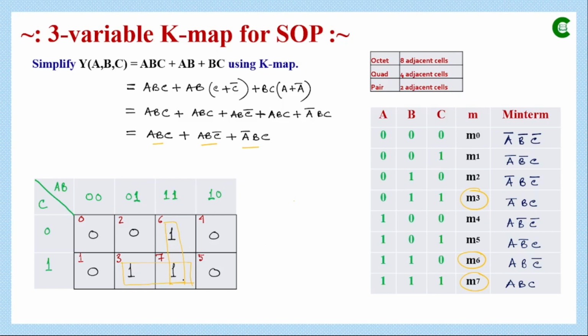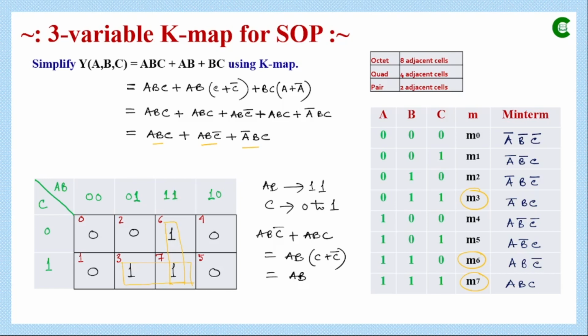So first we will take this group, and what we can see here is that in this group the value of AB is 1 1, and the value of C changes from 0 to 1. That means the terms are A B C bar and A B C. So if we apply Boolean algebra, it will be AB times C plus C bar, and C plus C bar as per Boolean algebra gives us 1. That means finally we will have AB, and this C plus C bar will be dissolved. This variable will be dissolved for that group.